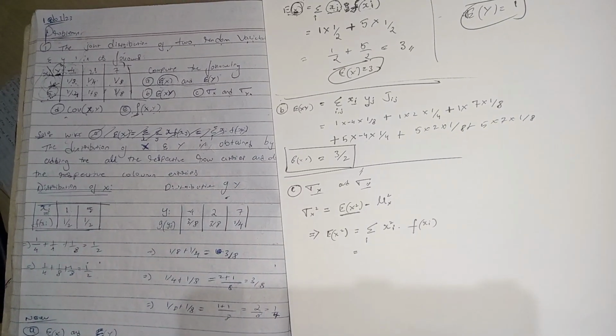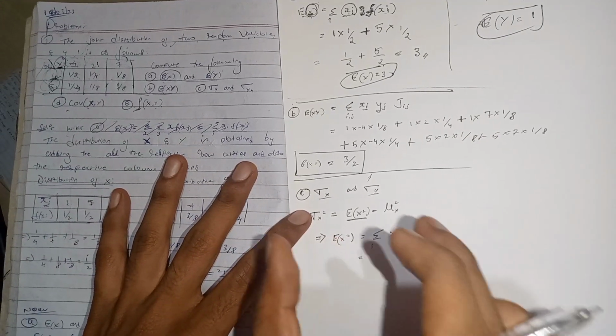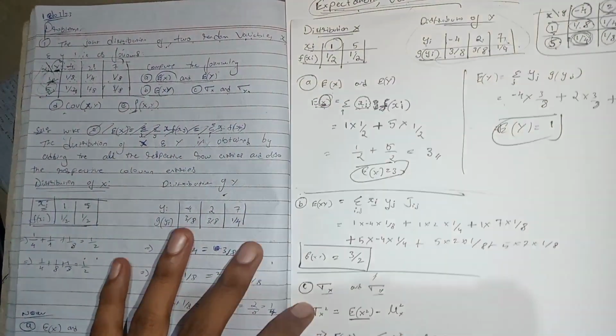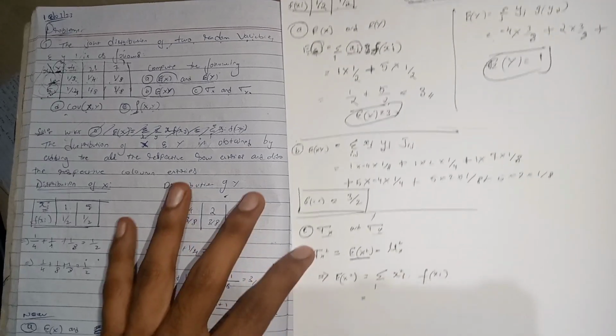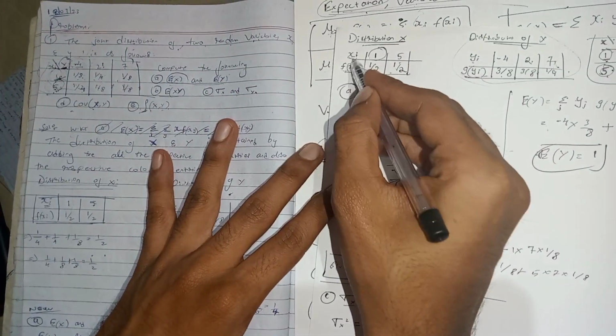How do we need to find the same? We need to take the distribution table of your x. What modification do you need to do? Just what you need to do is xi.